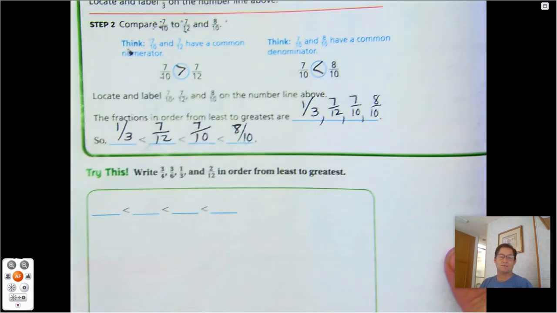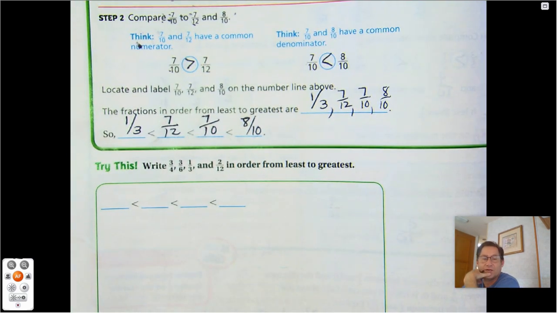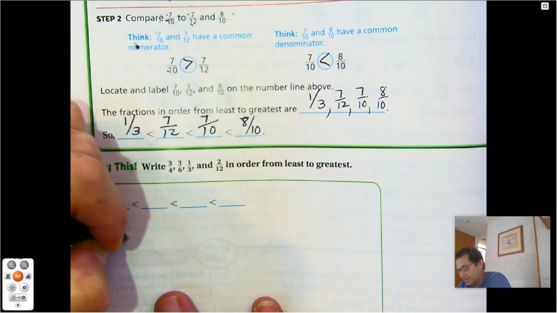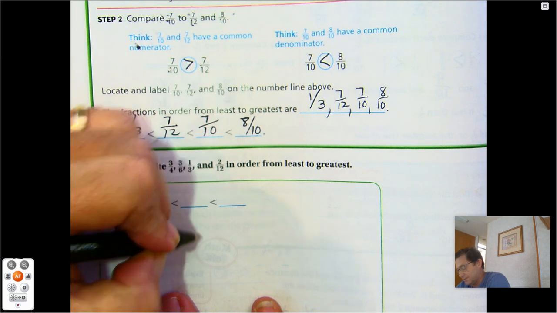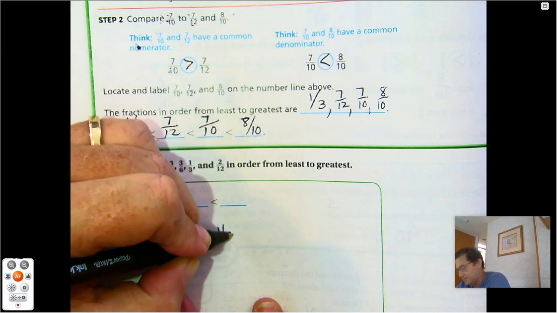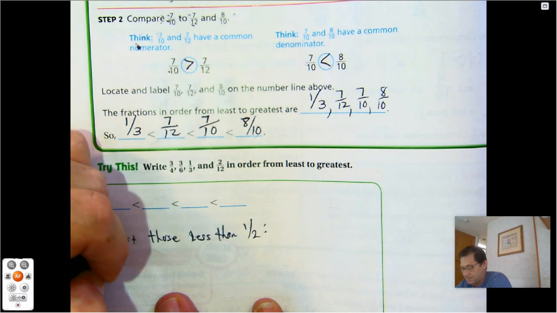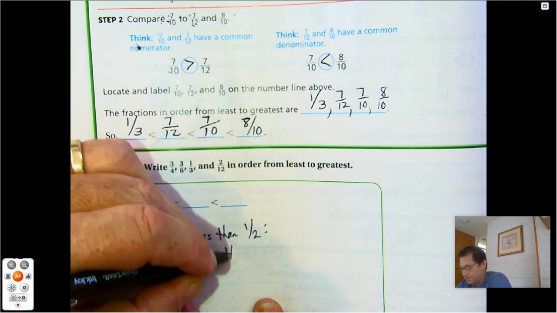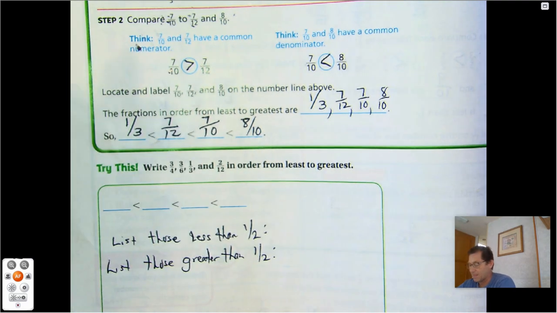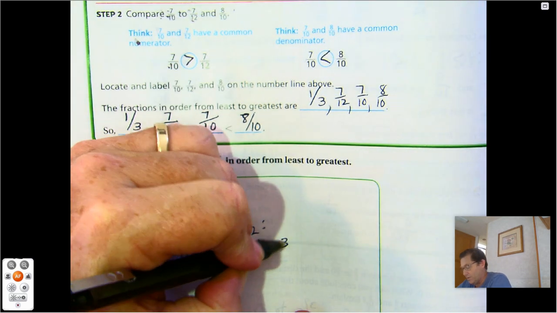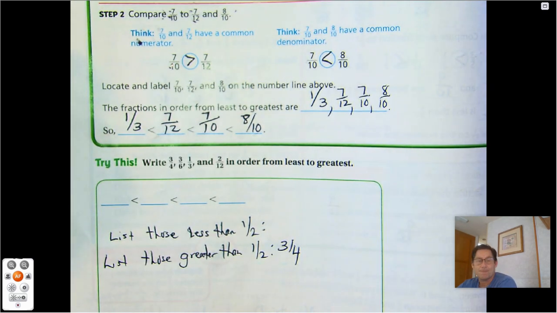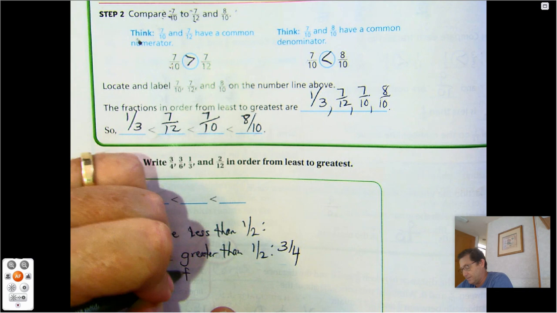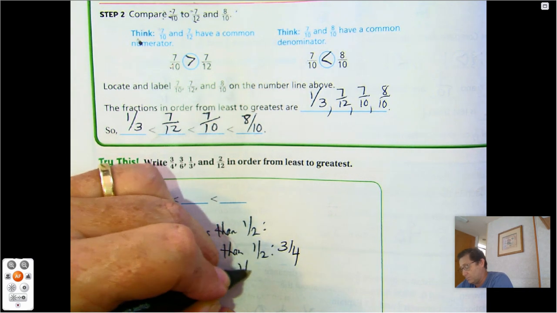All right, so now let's write 3/4, 1/6, 1/3, and 2/12 in order from least to greatest. So let's list those less than 1/2. List those greater than 1/2. All right, 3/4, that's greater than 1/2. Oh, we also have to list those that are 1/2.